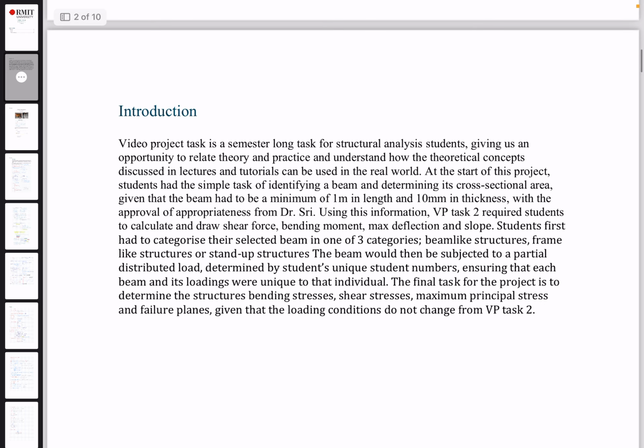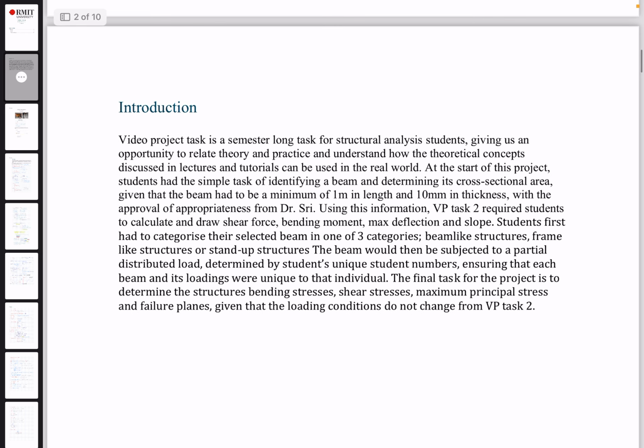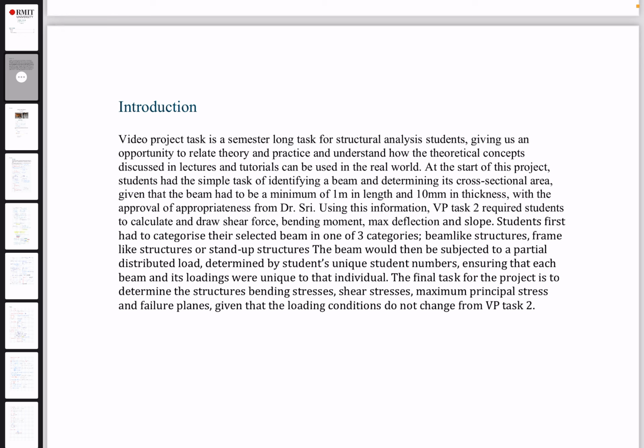For example, determining the loadings, etc., this type of stuff. Also, it's mainly going to be talking about the calculations for VP Task 3, which is finding the bending stress, shear stress, maximum principal stress, and the failure planes. And you take the loading conditions from VP Task 2.